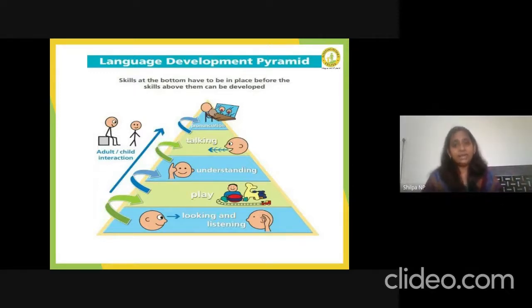Pronunciation, when you look at the language development pyramid, would be the last to come, and then we would look into articulation therapy, wherein the child is able to pronounce certain words properly. So these are the parts which we look into for the language development pyramid. This is how speech language therapy works for language. And I had spoken about phonology, morphology, syntax, semantics, and pragmatics.